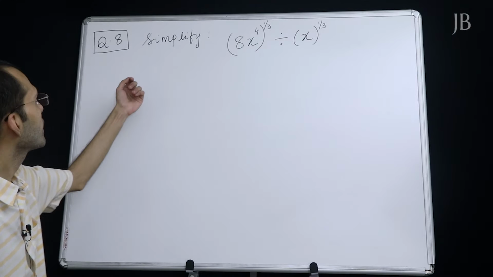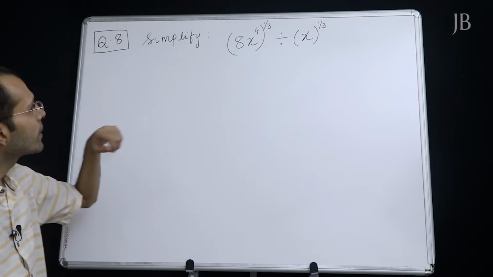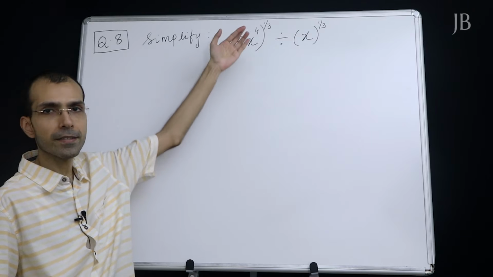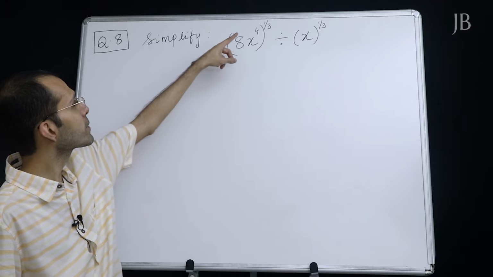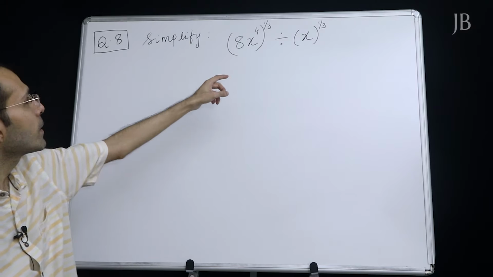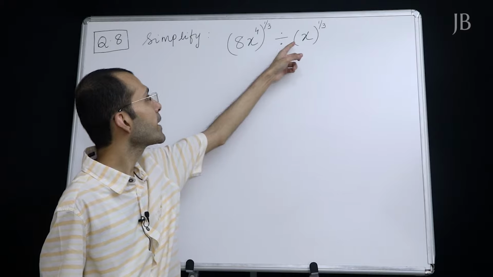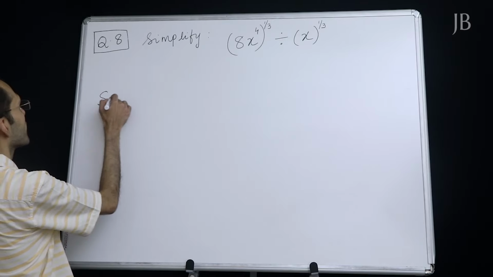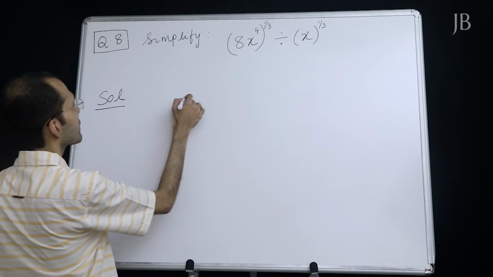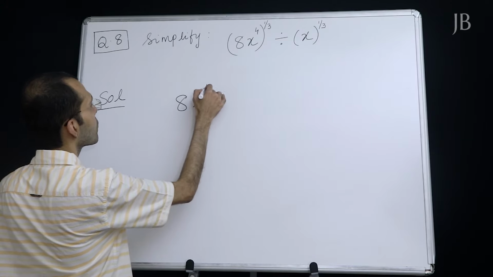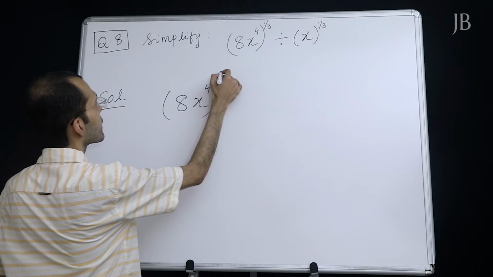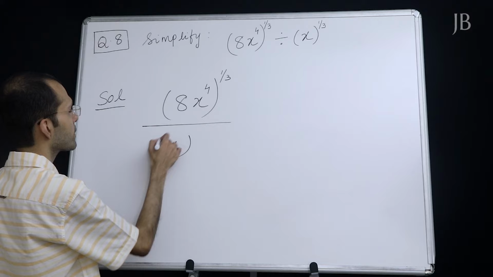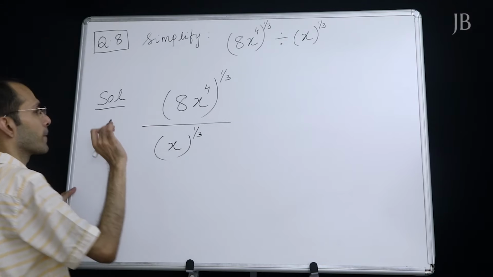Question 8, simplify 8x raised to 4. So it is 8 into x raised to 4, the whole raised to 1 by 3, divided by x raised to 1 by 3. Okay, let us see. This is 8x raised to 4 raised to 1 by 3 divided by x raised to 1 by 3.